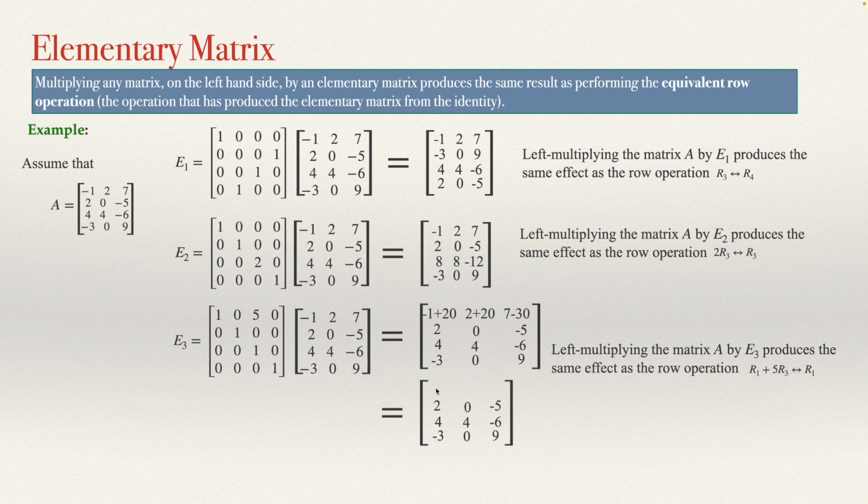So the other rows don't change. This one is 19, this one is 22, and this one is negative 23. So this is the matrix obtained if we do that. So important here: making row operations is the same as multiplying by elementary matrices. And with this explanation, I finish this video. Thank you.